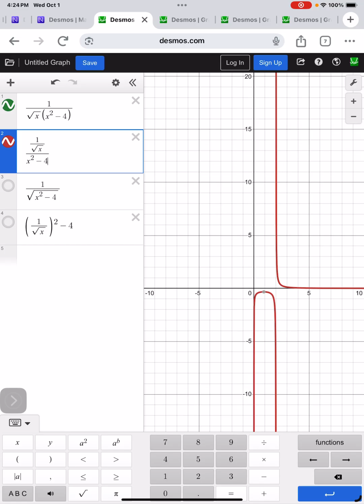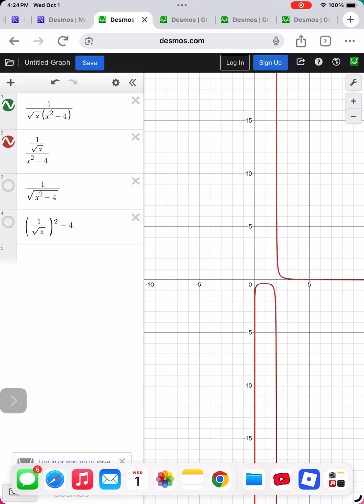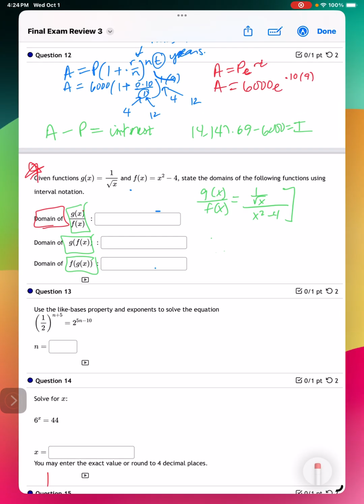So it looks like it first shows up on the scene when your x is 0, right there at the origin, and it goes 0 to 2, and then 2 to infinity. And that would be what you would put in your domain spot. So here, this would be 0 to 2, union 2 to infinity. Or you could put a comma. So there is your domain of g of x over f of x.